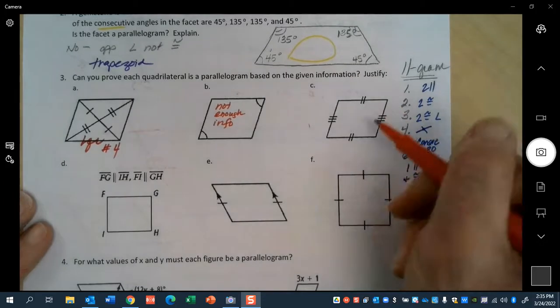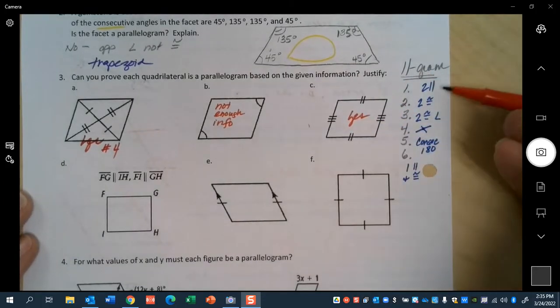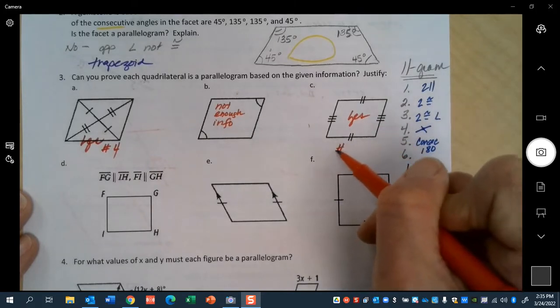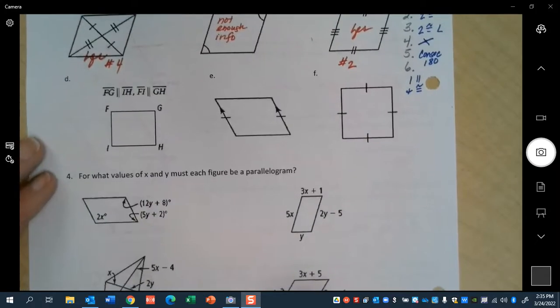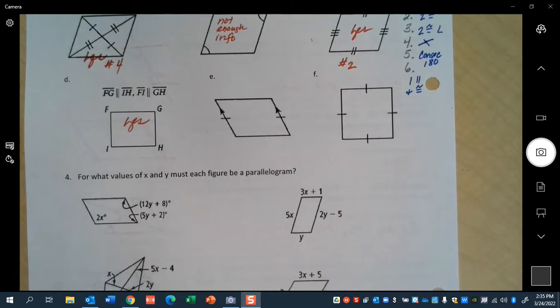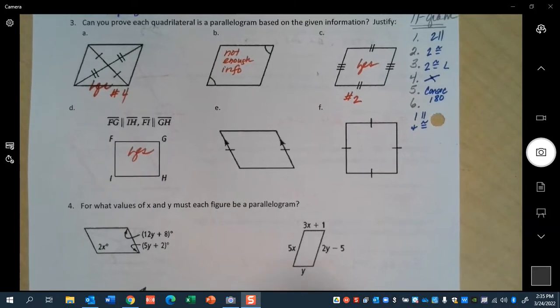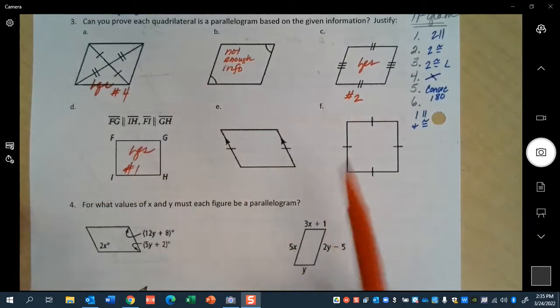How about this one? Yes or no? Which one? Oh, I found 2 sets of opposite congruent sides. How about this one? Sumner, what do you think? For E, justification for D? It's just the definition of a parallelogram. Yep, it's 2 sets of parallel sides. I'll buy that. How about this one?